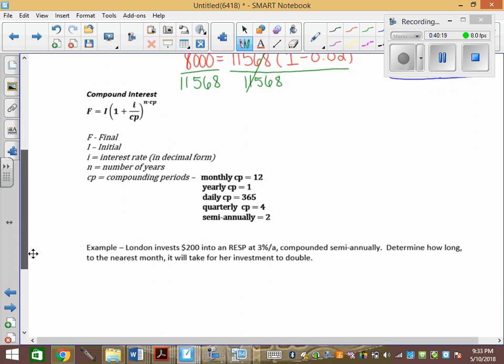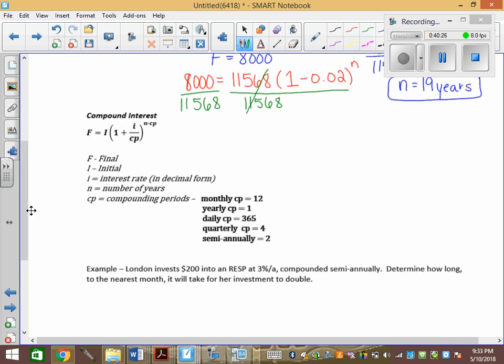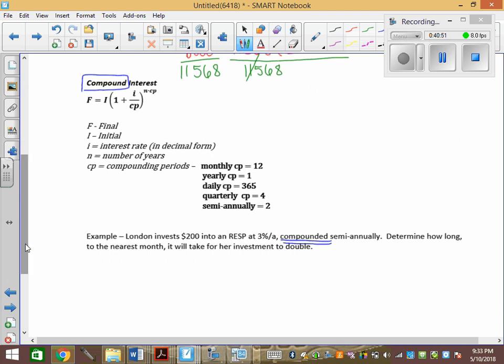Our last formula is compound interest. The only difference between this and the appreciating formula up here is that I have CP. Divide by CP, times CP. CP is the compounding periods. You use the first one if it says half-life, doubling or tripling somewhere in the question. You use this formula if it has the word compounded somewhere in it. If it's just increasing or decreasing, but not half-life, doubling or tripling, or compound interest, then you use the appreciation or depreciation formula.